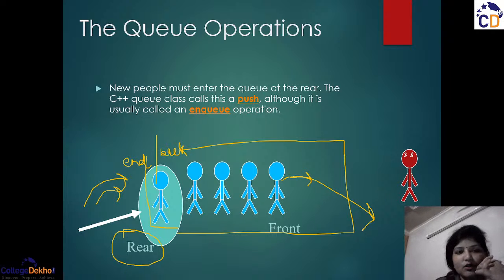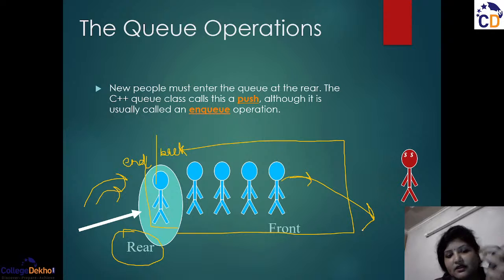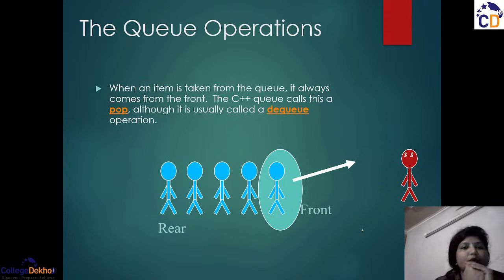The C++ queue class calls this a push. You may say you are pushing an element into the queue, although it is also called enqueue when you are inserting elements, and it is inserted from the rear part, from the end of the queue. Let's see how we remove the elements, how we pop the elements. How we push the elements: push using the rear part.